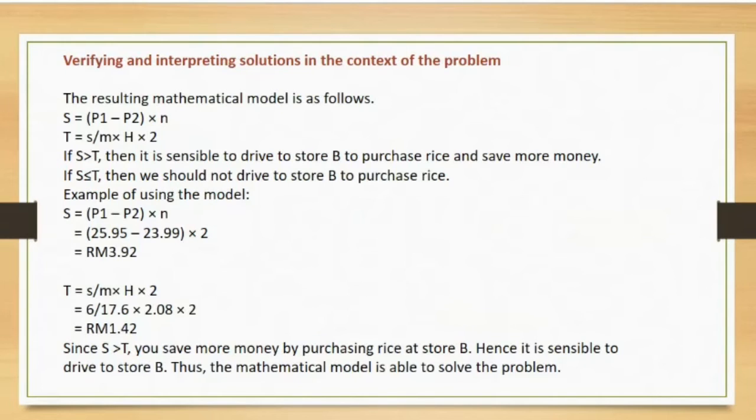If S is bigger than T, then it is sensible to drive to store B to purchase rice and save more money. If S is smaller or equal to T, then we should not drive to store B to purchase rice. Since S is bigger than T, you'll save more money by purchasing rice at store B. Hence, it is sensible to drive to store B. Thus, the mathematical model is able to solve the problem.